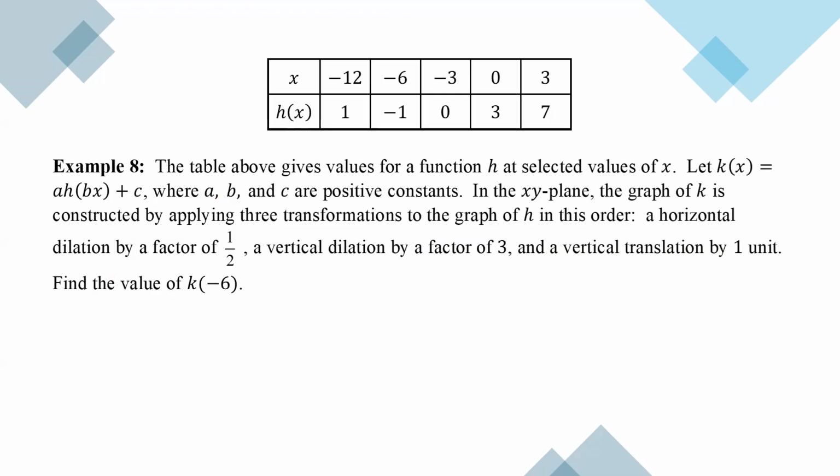All right. Here we go. So the table above gives values for the function h of x at selected values of x. Let k of x equals a times h of b times x plus c, where a, b, and c are positive constants. So they're positive. In the xy plane, the graph of k is constructed by applying 3 transformations. Here are your transformations. Write the function.